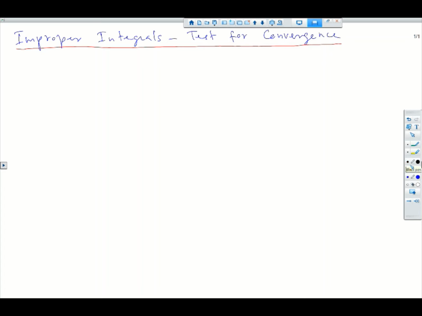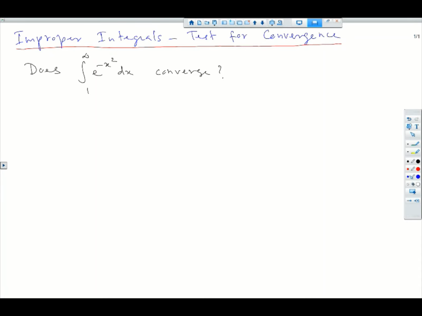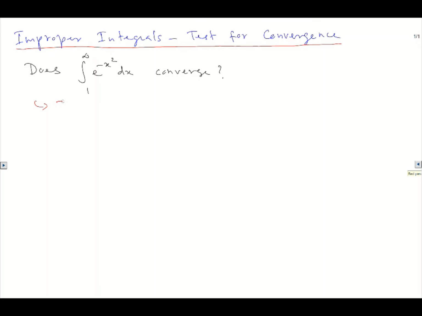For example, if I say, does the integral from 1 to infinity of e to the minus x squared dx converge or diverge? Let's say converge. The problem is, you know that this is a type 1 integral.